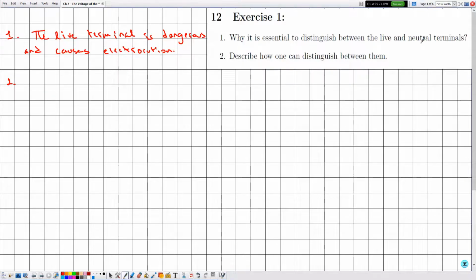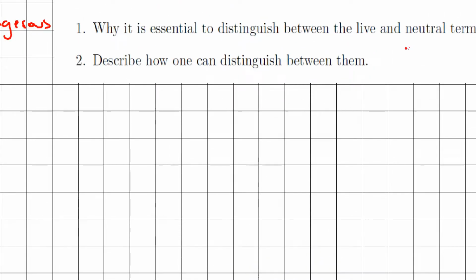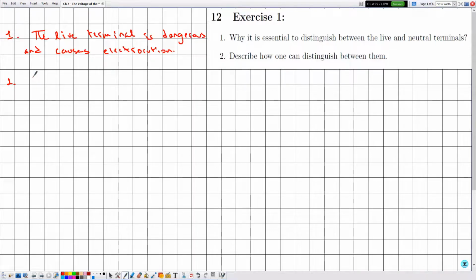And number 2, describe how one can distinguish between them using a screwdriver tester. Which is the live main indicator.